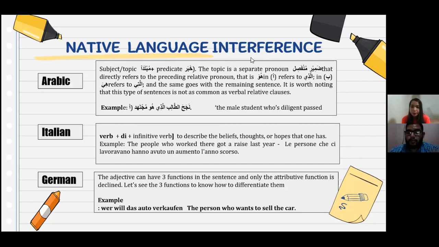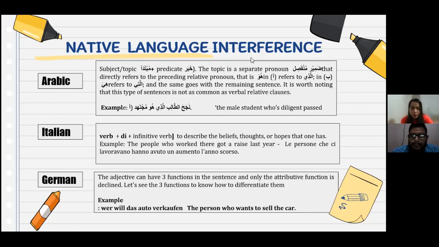There are some functions. The person who wants to sell the car, in this case, as my classmate explained, the person is the subject and "who" introduces the adjective clause. In this case, there are three functions, and they have different structures in German, as explained.